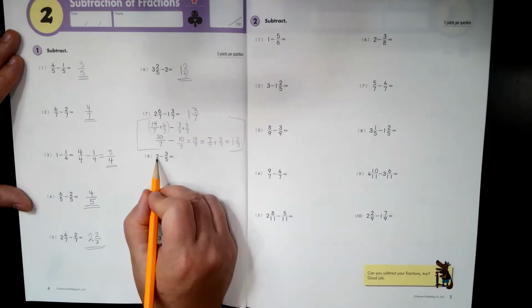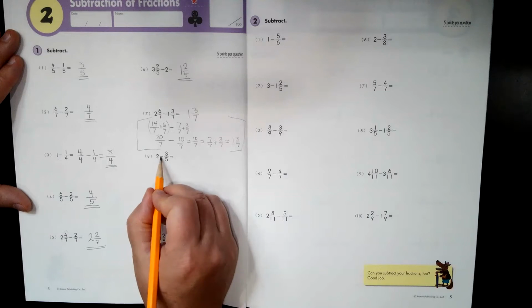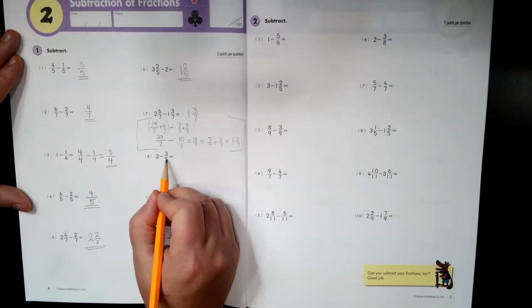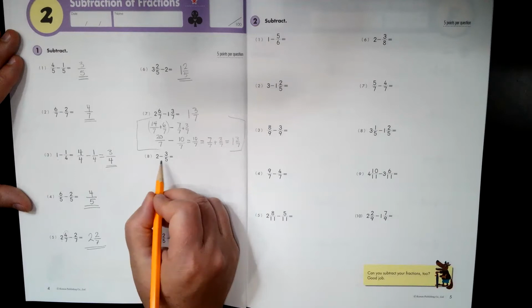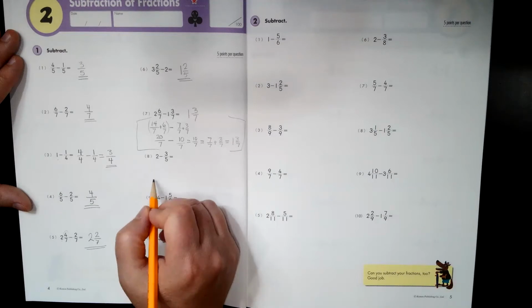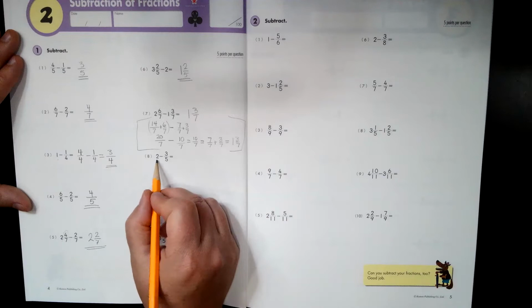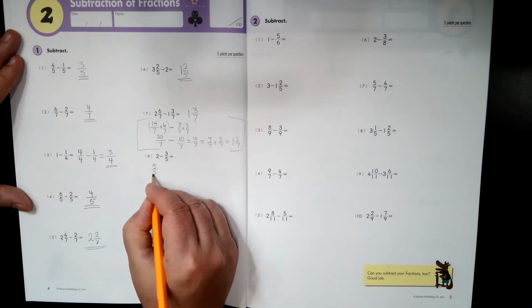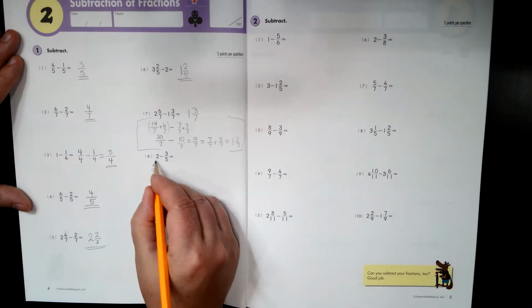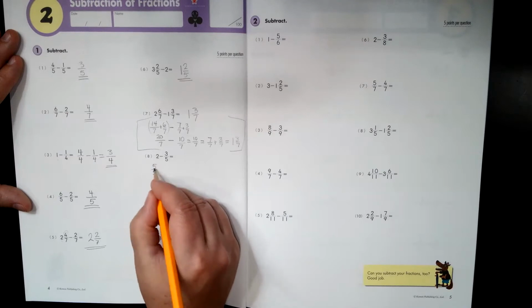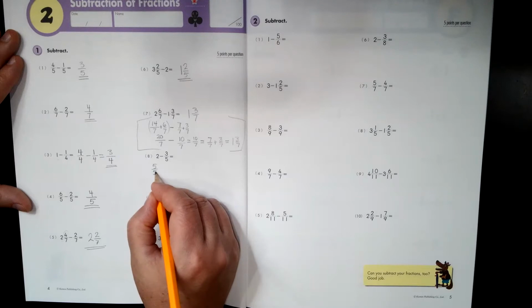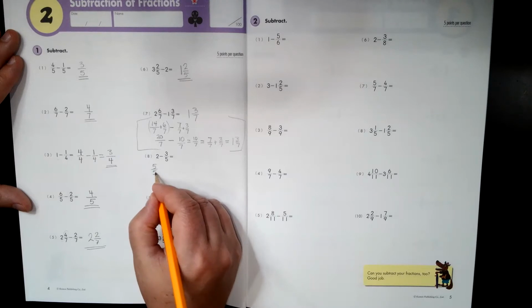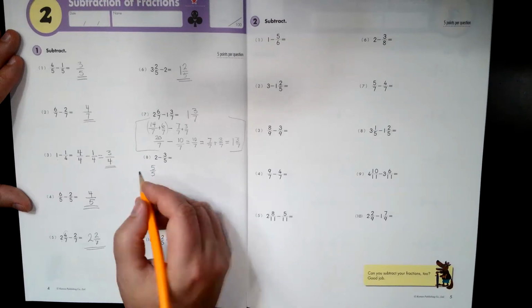Here we have a whole number, 2, and we need to take away 3 of 5 parts. Well, what do we know about this whole number? We know that this whole number is a combination of 5 over 5, right? A whole 1 is 5 parts of 5 parts. So we got 5 of 5 parts.